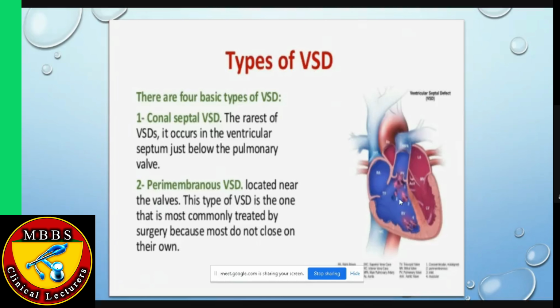Then you can see sometimes this defect is over here, and we have already discussed in Roger's disease that this is the membranous type of ventricular septal defect. We also call it the perimembranous ventricular septal defect, and this is also located near the valve. This membranous type is the most common type of the ventricular septal defect that is occurring. Now, this is treated by surgery because most do not close on their own.